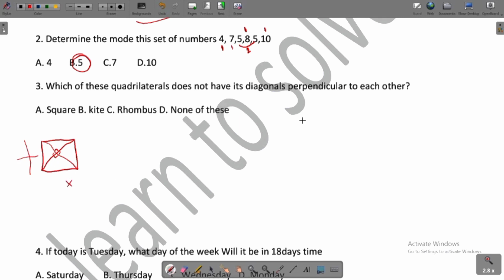We look at the second one. We will draw the kite. We draw the diagonals. We can see that the diagonals are perpendicular to each other. So this one is out of it. Now when we go to the rhombus.